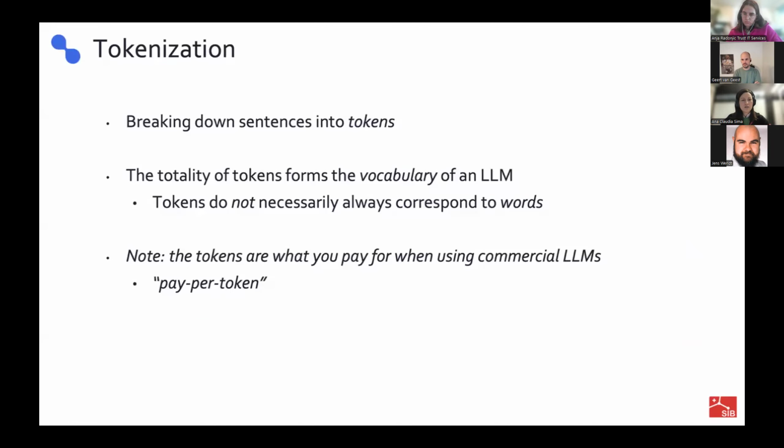The reason I bring this up is because we hear a lot about tokens, and what are they? You know that this is what you pay for when you use a commercial LLM, so you pay per token. But it's actually the way that LLMs break down sentences into smaller pieces, not necessarily words. Sometimes it's fragments of words, but it is sort of the vocabulary of an LLM.